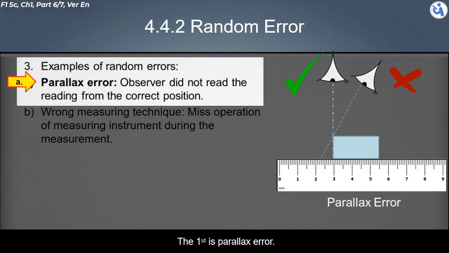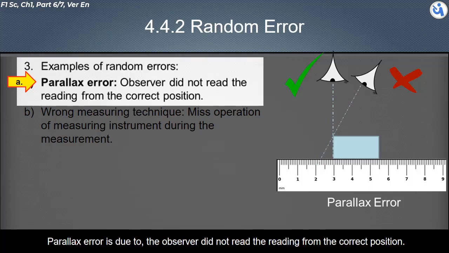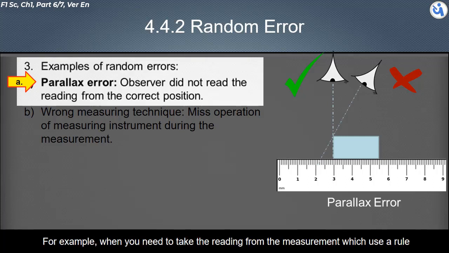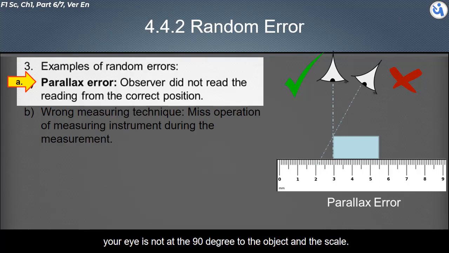The first is the parallax error. Parallax error is due to the observer not reading the reading from the correct position. For example, when you need to take a reading from a measurement which uses a rule, your eye is not at 90 degrees to the object and the scale.